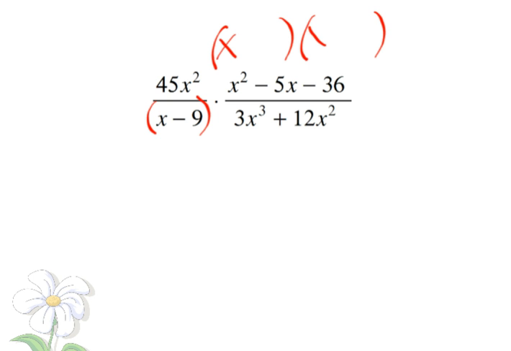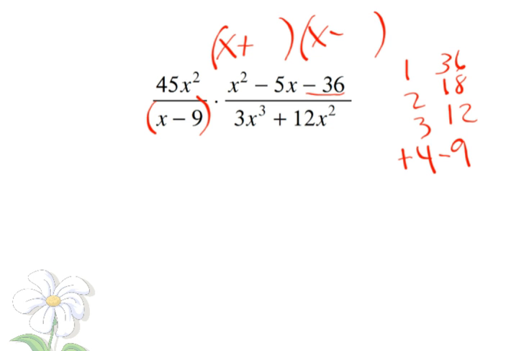We have an x and an x. It's a minus 36, so we know our signs need to be different, plus and minus. And then we need factors of 36 that add to give us negative 5. So let's see. We have 1 and 36, 2 and 18, 3 and 12, 4 and 9. There we go. Positive 4 and negative 9.